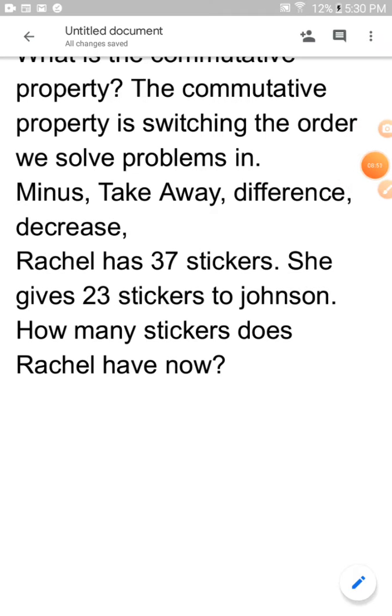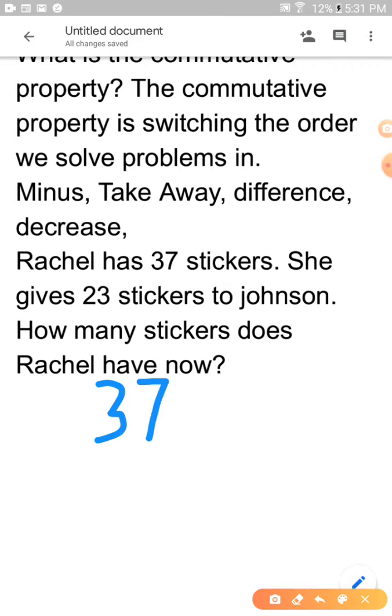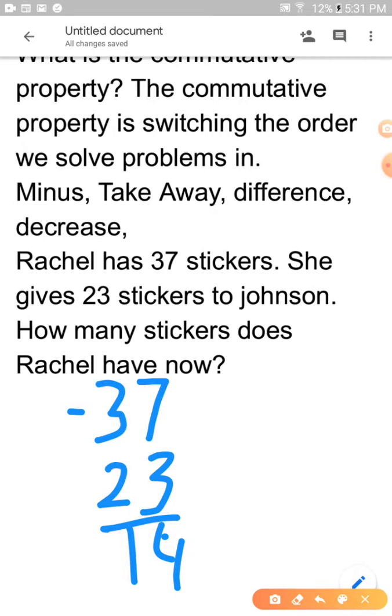Alright, here's our first word problem. It says Rachel has 37 stickers. She gives 23 stickers to Johnson. How many stickers does Rachel have now? So first we want to put what she started with up top. 37. Same with addition. And usually add or take away on the bottom, which is 23 in this case. So we don't have to borrow for this one. We do what we would usually do for a regular problem. 7 minus 3, 4. And 1. So she now has 14 stickers after giving 23 to John.